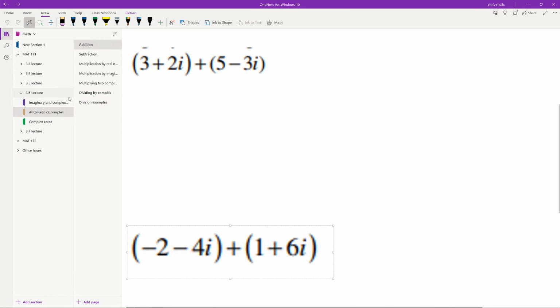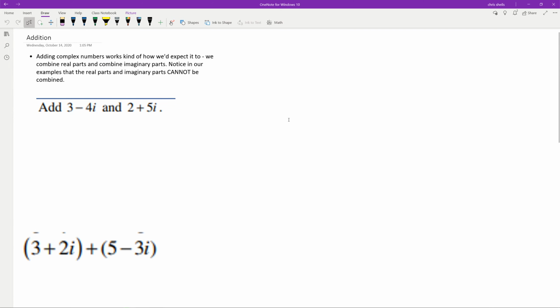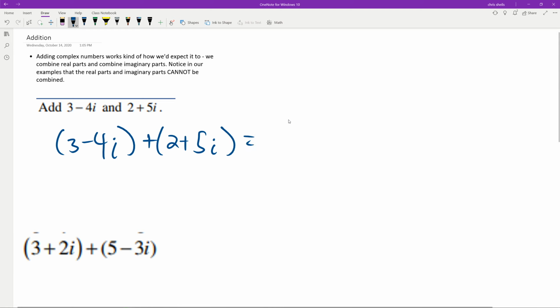So we have some arithmetic that we can perform on complex numbers, of course. Adding occurs in the way that we would expect it to. We add the real parts and we add the imaginary parts. So if I'm adding 3 minus 4i and 2 plus 5i, I'll write it like this: 3 minus 4i plus 2 plus 5i. I combine the real parts. 3 plus 2 is 5. -4i plus 5i is plus 1i.